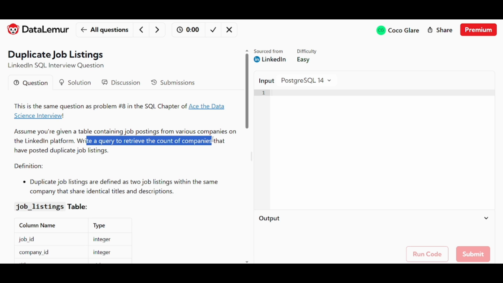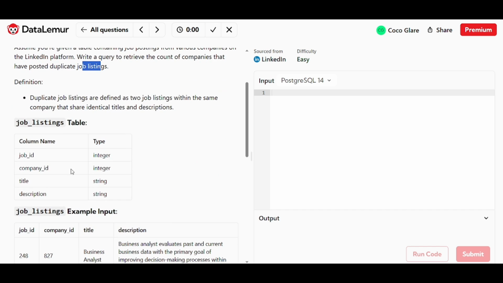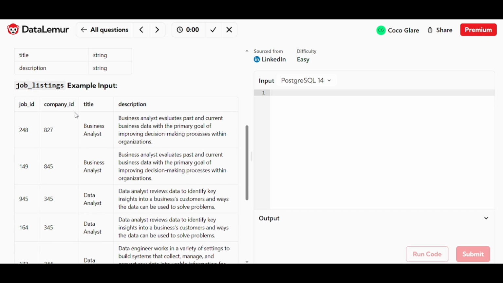Write a query to retrieve the count of the companies that have posted duplicate job listings. For example, duplicate job listings are defined as two job listings within the same company that share identical titles and descriptions. So we have been given a table, job_listings, and let's say this is an example input. We have the job ID, company ID, title and description.